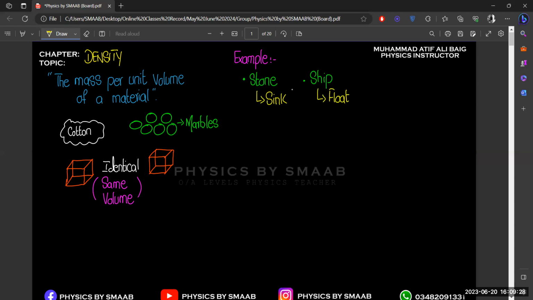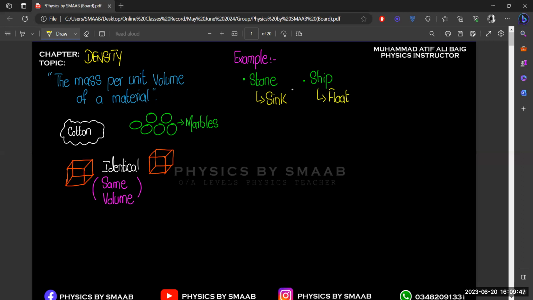Any idea? Because the ship is very huge and big in size, that's why the ship will float, and the stone is a very tiny object, that's why it will not float.